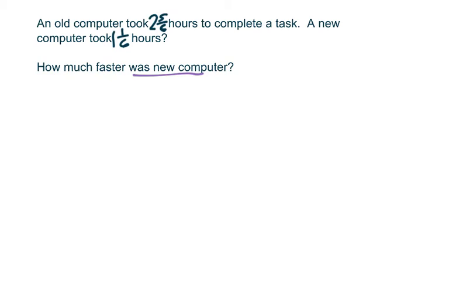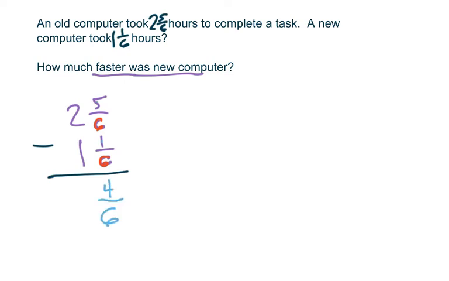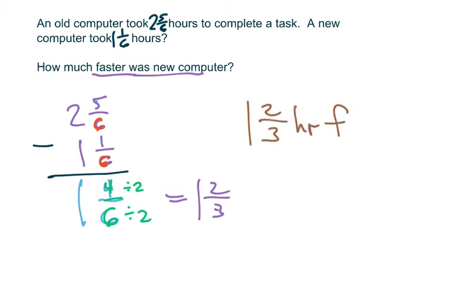So remember, when subtracting mixed numbers, let's stack them up. So 2 and 5/6 minus 1 and 1/6. So I've got shared denominators, so I can just go ahead and subtract. 5/6 minus 1/6 is 4/6. 2 minus 1 is clearly 1. Oops, I know I can't leave that. 4/6 is reducible, so their GCF is 2, so I'll divide them both by 2 and end up with 1 and 2/3. This is a word problem, so I'd have to say something like 1 and 2/3 hours faster.